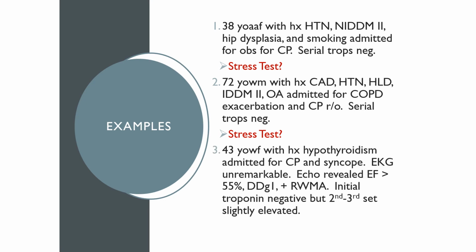And finally, you have a 43-year-old white female with a history of hypothyroidism admitted for chest pain and syncope. EKG is unremarkable. Echocardiogram revealed an ejection fraction greater than 55% and diastolic dysfunction grade 1 and negative for regional wall motion abnormalities. Initial troponin was negative, but the second and third set were slightly elevated. What stress test would you get?